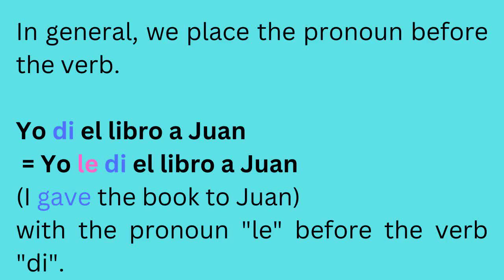Now, let's talk about where we put indirect object pronouns in a sentence. In general, we place the pronoun before the verb. For example, instead of saying, "Yo di el libro a Juan," we would say, "Yo le di el libro a Juan," with the pronoun le before the verb di.